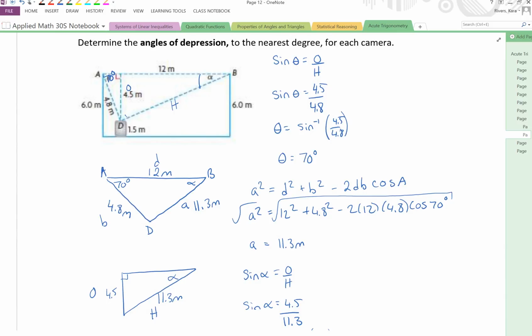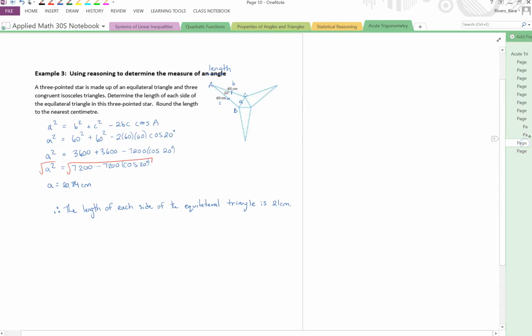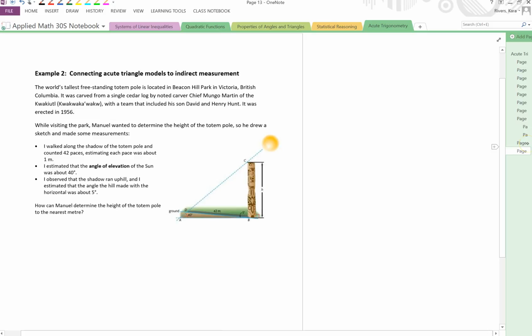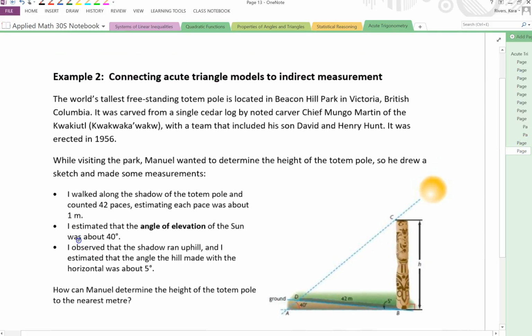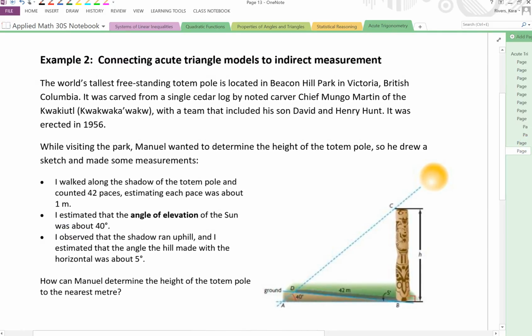All right, let's take a look at example 2. Example 2, connecting acute triangle models to indirect measurements. Now, there's lots going on in this question. If I look at the diagram before I even start reading it, I can see I've got some sort of structure, looks like a totem pole. I've got the sun's rays, maybe. I've got an elevated part down here.